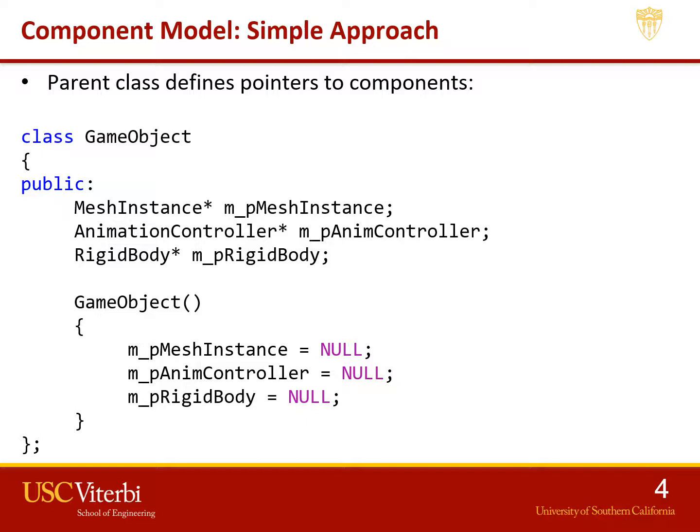Apparently I dropped the transform to make it fit on the page. But we have the mesh instance, which is a pointer, animation controller pointer, rigid body pointer. And so by having these pointers, I can make them null if I want. So I can say an object may or may not have a mesh on it. An object may or may not have an animation controller. And that can be pretty useful so that we can avoid that bubble up problem and the diamond problem by just mixing and matching things as needed.